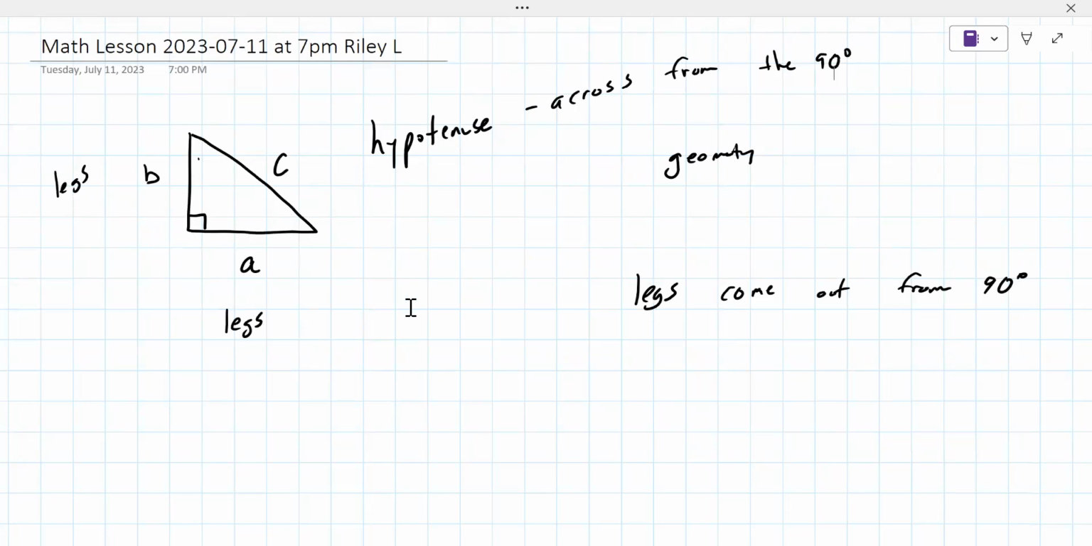So you got to be careful here that you correctly identify which are the legs and which are the hypotenuse. Okay. And the relationship here, it's not a sophisticated one. It's a squared plus b squared equals c squared. And that's the Pythagorean theorem? Yes.